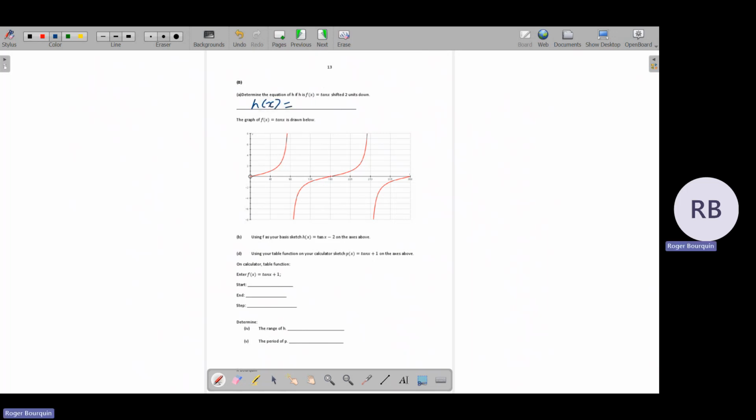So Kiki, what's that going to be? That's good. Tan x minus 2. And remember the right hand side there.